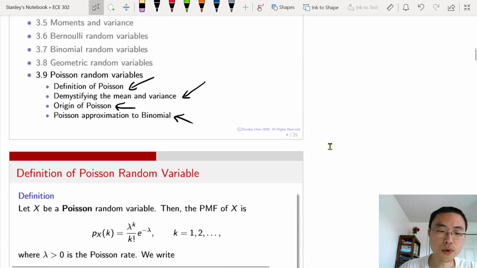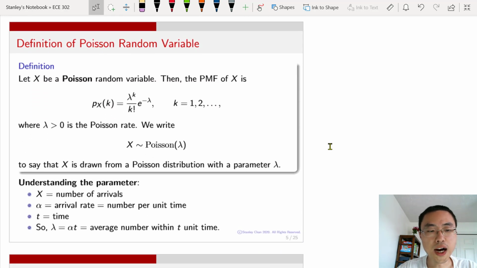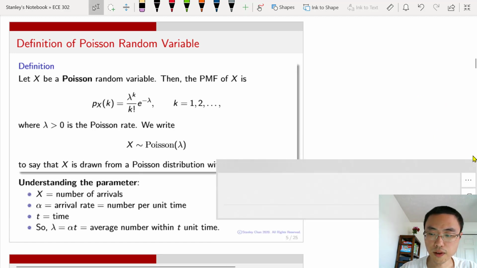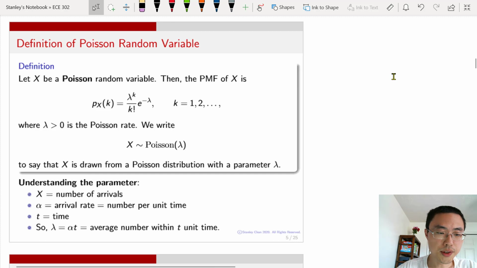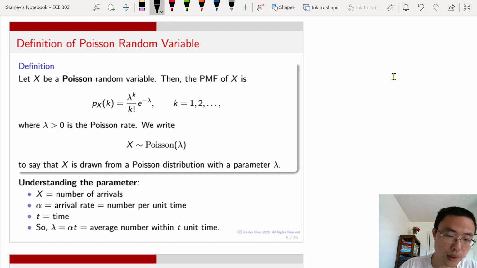Okay, so to start with, I want to define the Poisson random variable. The Poisson random variable is given by this equation. Okay, so what is this equation? This equation says that the Poisson random variable takes a state k, and k will go from 0, 1, 2, 3, all the way to infinity. Okay, so I'm missing a 0 in the slide.